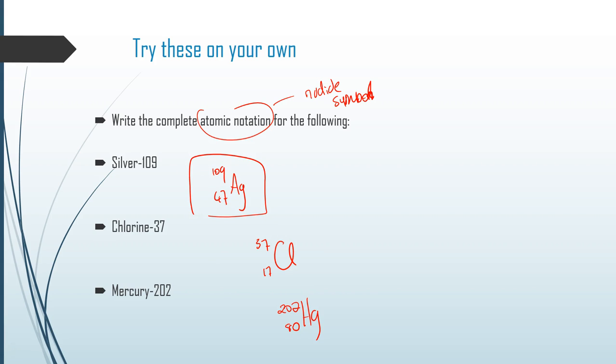So this is one we did just before. Atomic number 47, 109, which is our mass number in the top left. Chlorine, atomic number 17, mass number 37 in the top left. Mercury, which is the only one that we hadn't covered in this PowerPoint up until now, has an atomic number of 80, found in the D block transition metals, and that gives us a mass number of 202.